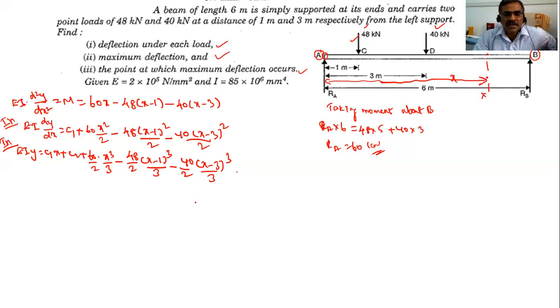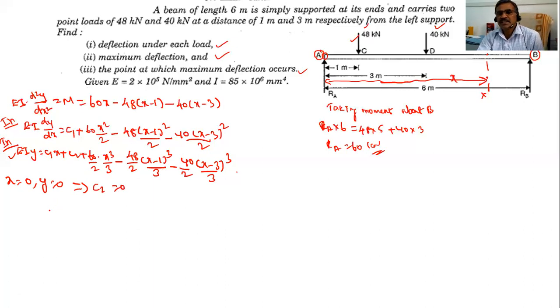Now you apply the boundary conditions. What are the boundary conditions? When x is equal to 0, y is equal to 0. If you apply this boundary condition in this equation, you will get C2 is equal to 0.